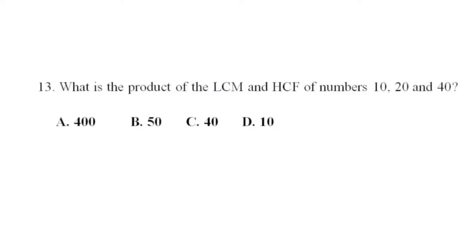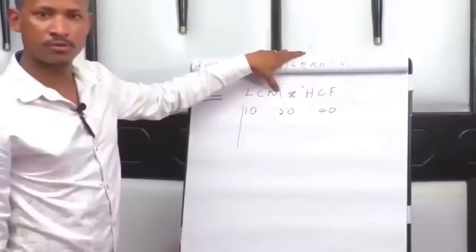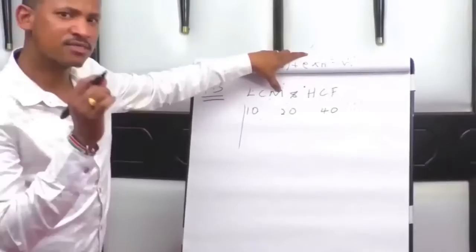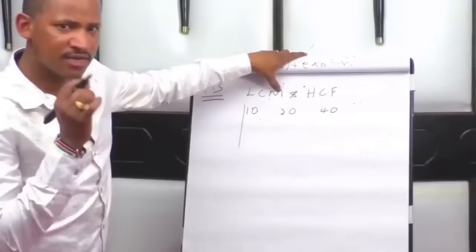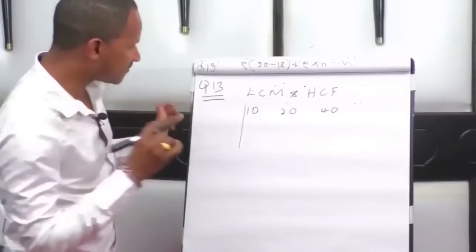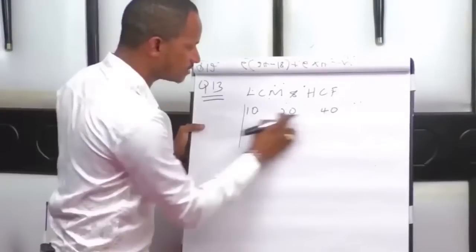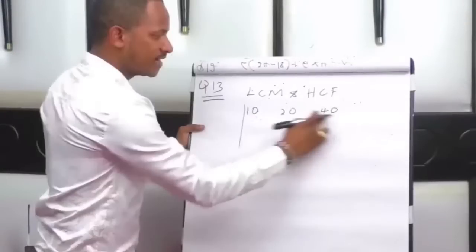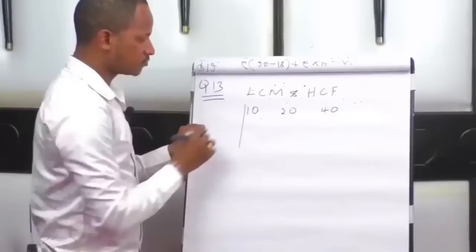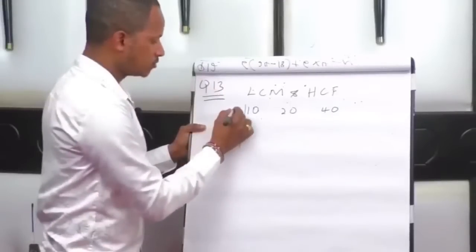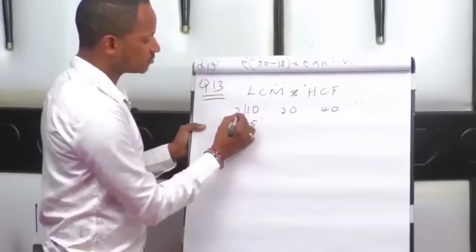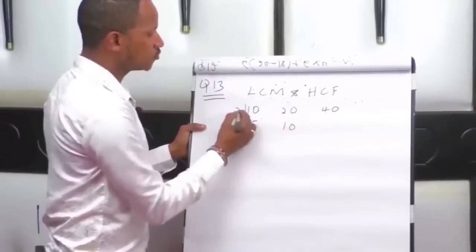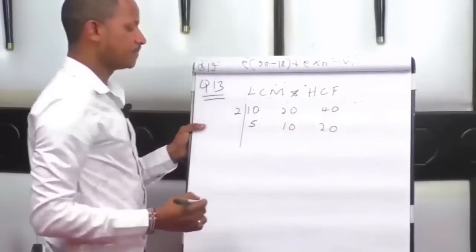The LCM is the least common multiple. Therefore, we use the least common factor, the least factor that when you divide by it, you can easily divide without any problem. So we start with 2. Least factor is 2. 2 goes into 10, 5 times. 2 goes into 20, 10 times. 2 goes into 40, 20 times.